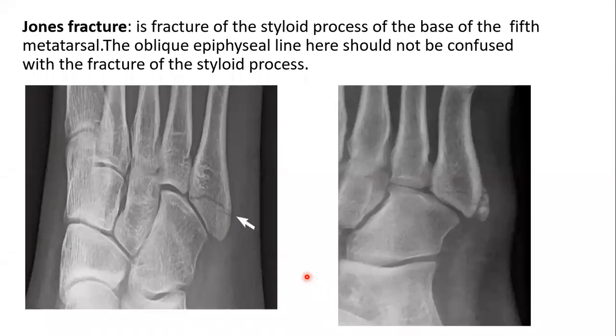Jones fracture through the styloid process of the base of the fifth metatarsal. This is the styloid process of the base of the fifth metatarsal. It should be differentiated from the oblique epiphyseal line. So here we have a fracture in this X-ray. We have the Jones fracture, and we have the oblique epiphyseal line. This is also a Jones fracture.